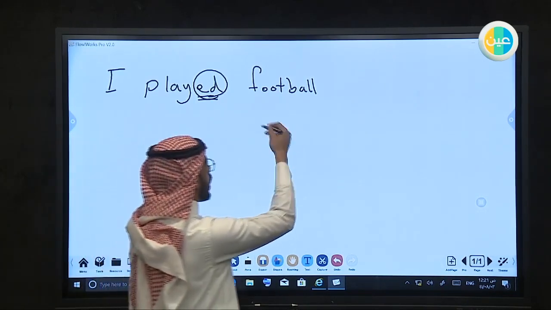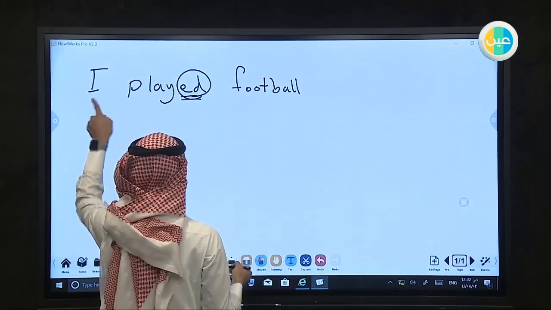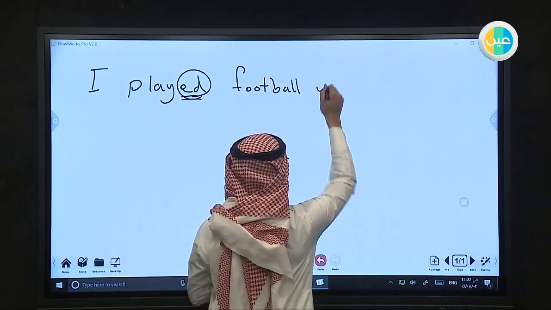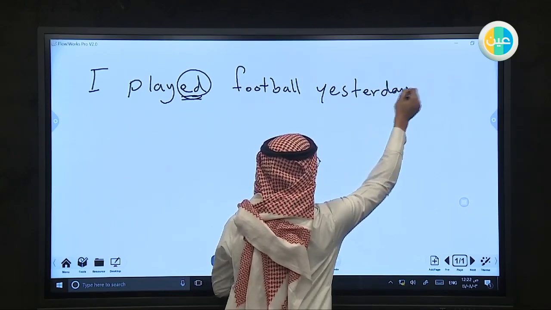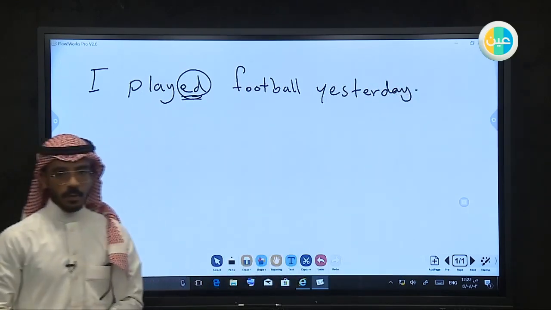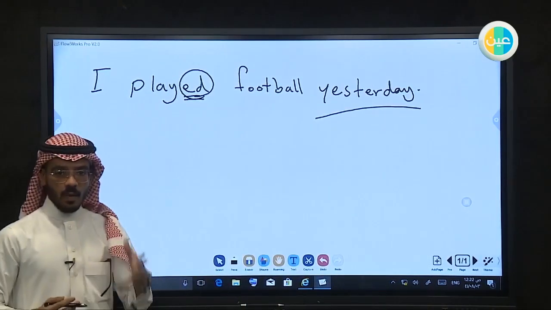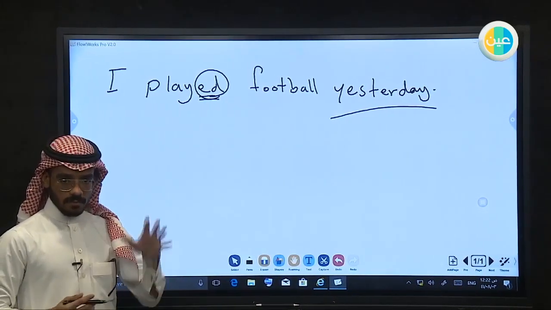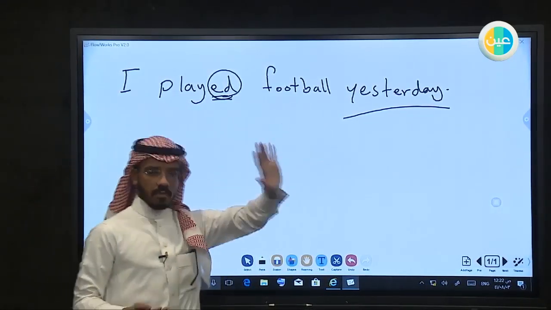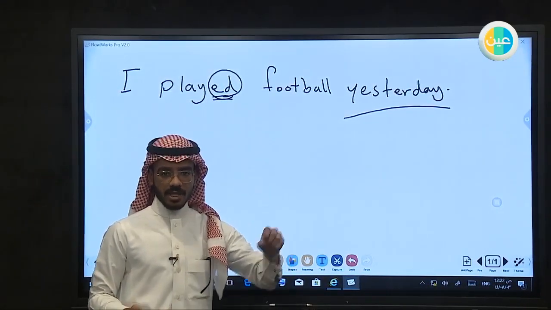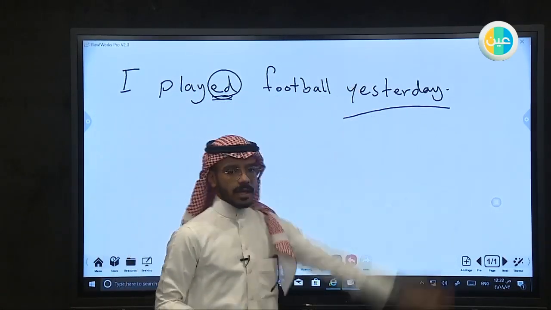For example, when I give you another example, or the same example, I played football yesterday. I played football yesterday. This is time expression. عبارة للوقت, time expression, عشان توضح متى حدث هذا الشيء. إذا قلت I played football, this is right, هذا الشيء صحيح. لكن توضح متى في الماضي, I played football yesterday.